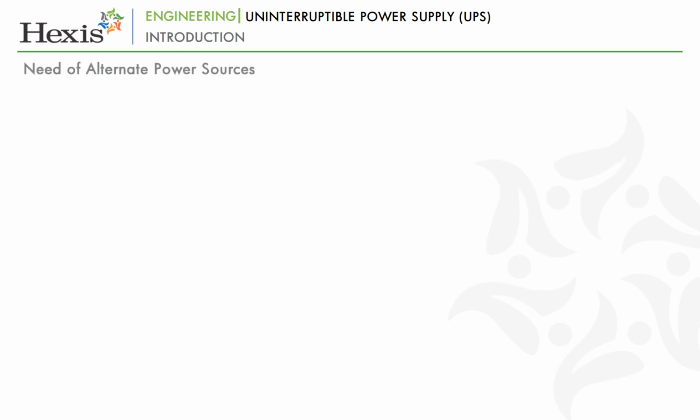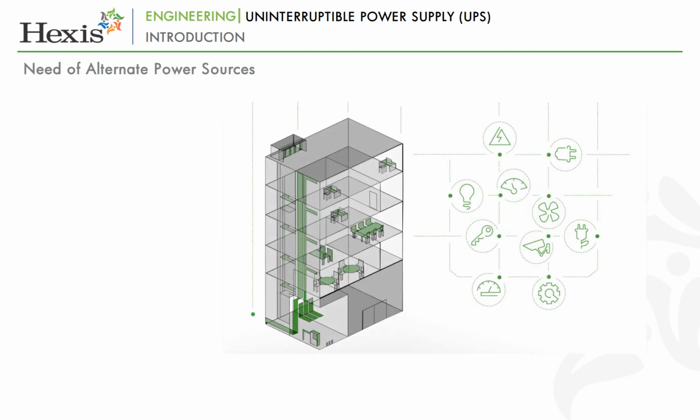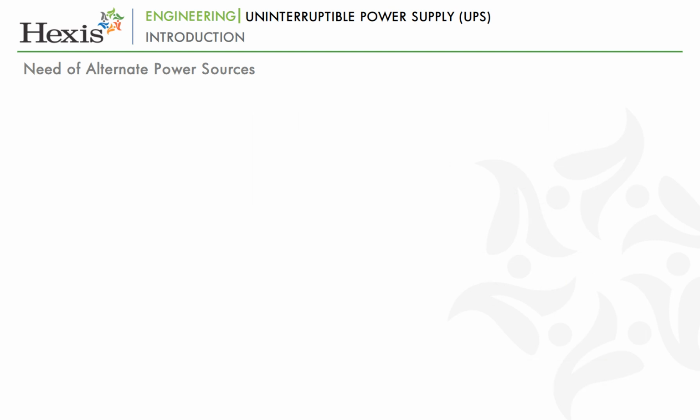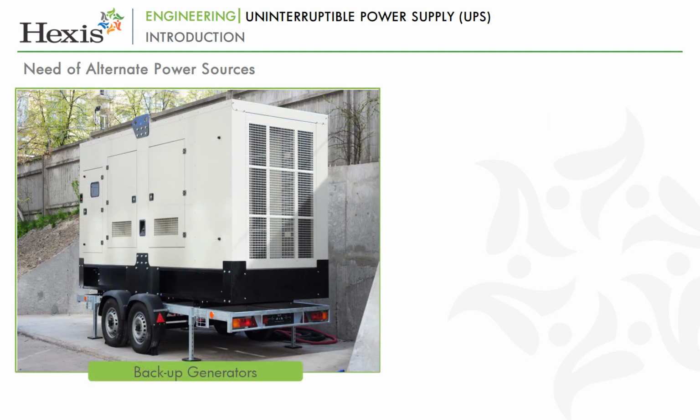Let us understand the need of alternate power supply in facilities. The importance of availability of power supply in a facility cannot be undermined, considering that almost everything in a facility requires electric power to function. Therefore, it is essential that some redundancy be built in to facilitate continuation of operations in spite of mains failure. The backup generators provide this alternate source of power and can provide stable power supply for long periods and can also take on the full load of the facility.